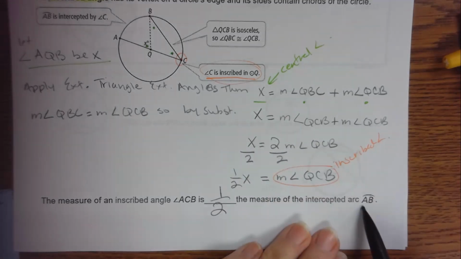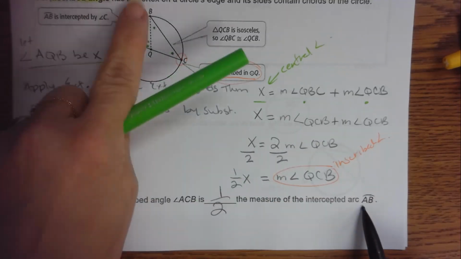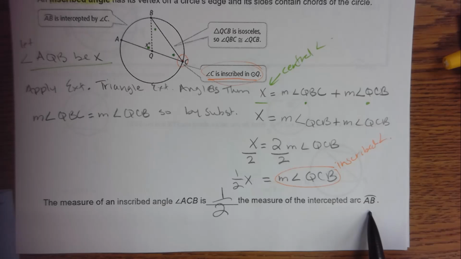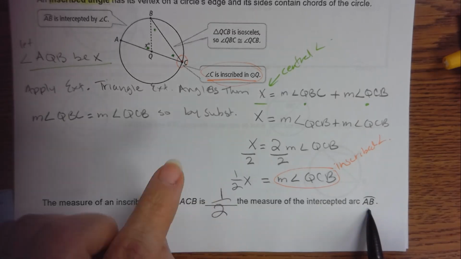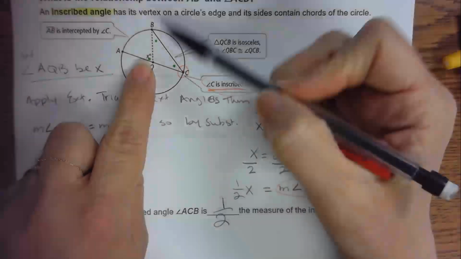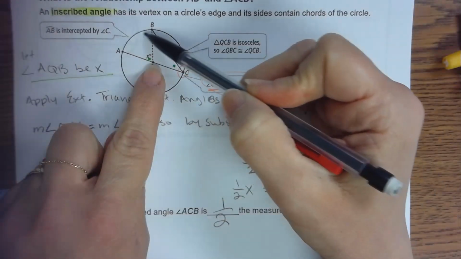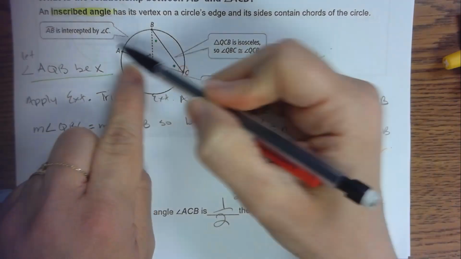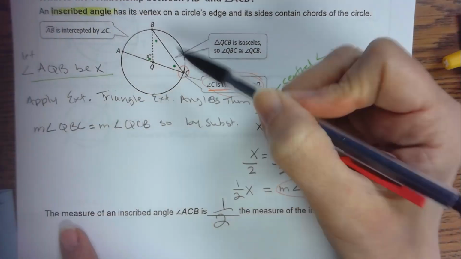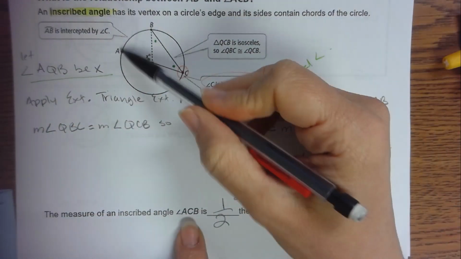the measure of the intercepted arc AB. And that's how they phrase it, because if you remember, the intercepted arc is equal to the central angle. Remember, the measure of angle X is the same as the intercepted arc. So then I can relate this angle to this arc. So the measure of the inscribed angle is half the measure of the intercepted arc.